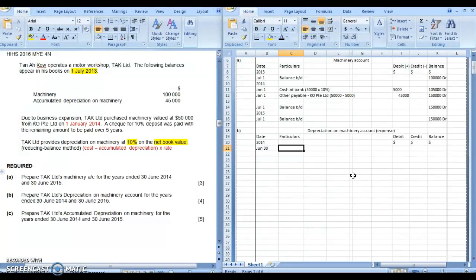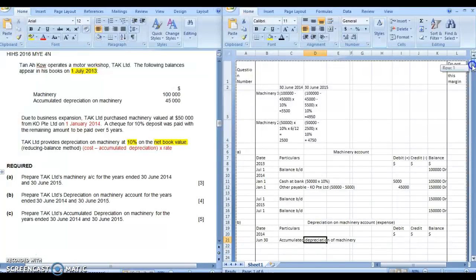So depreciation will always have entries on the last day of the financial year. That's all about it. And the only particulars you have will be accumulated depreciation. You have to write the name of the account in total. So we did some workings earlier on, and you need to write down the workings next to the accounts. So what you have here is these two workings.